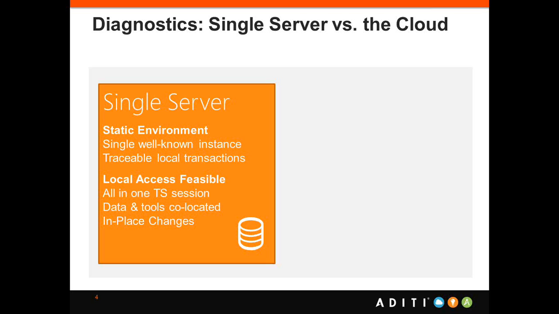There are traceable local transactions. What it means is the machine is going to be the same machine. It is going to have the hard disk and hard drive mapped, and whatever information you have is going to be constant. Local access is feasible. It might be local or remote access, but the tools which we need to get the information from this machine and the data are co-located. They can be on the same environment, the same machine, and you can very well do in-place changes to your monitoring information as you want.